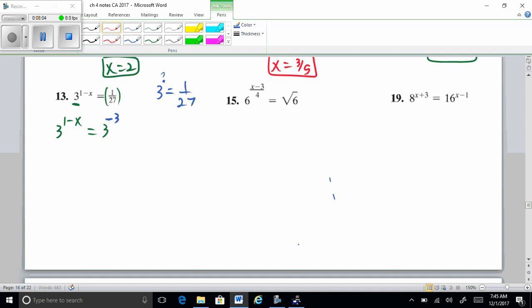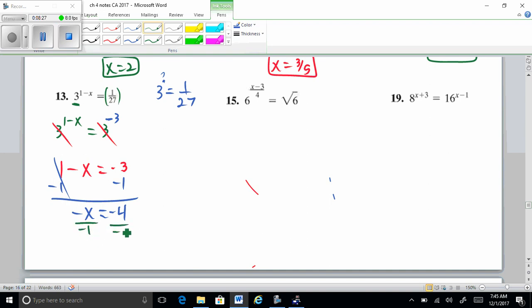Okay, so back to our problem. We're good to go now. So we cancel out our 3's. So we're going to have 1 minus x equals negative 3. And then now we need to go ahead and solve for x. So we'll subtract 1, that cancels out. Negative x equals negative 4. So then we'll divide by negative 1 on both sides, and so we should end up with x equals 4.